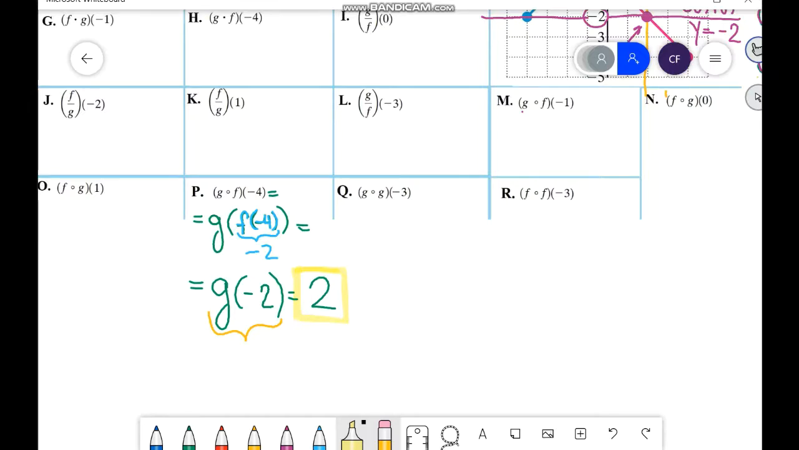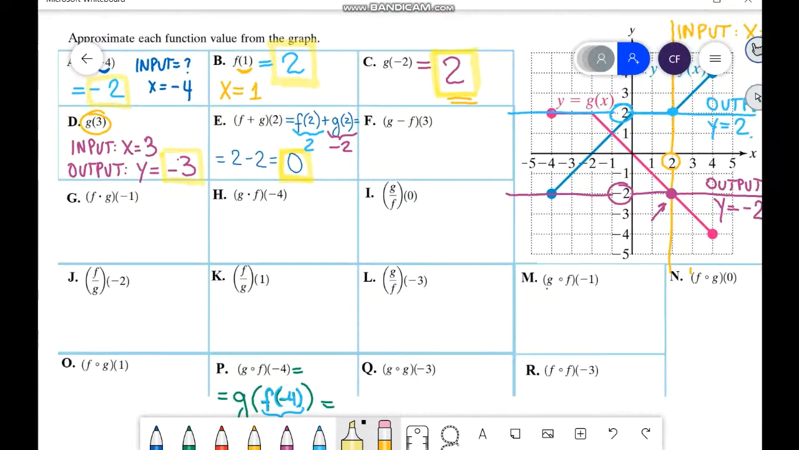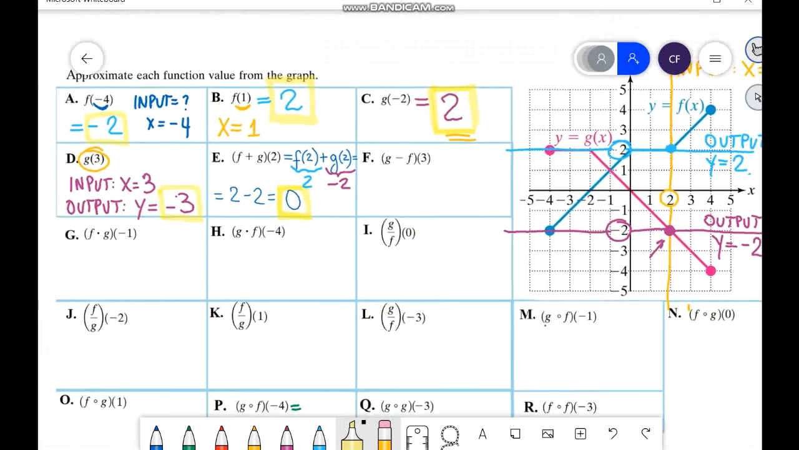We don't need to calculate again because we already have the answers. We have what we need from question A and question C.